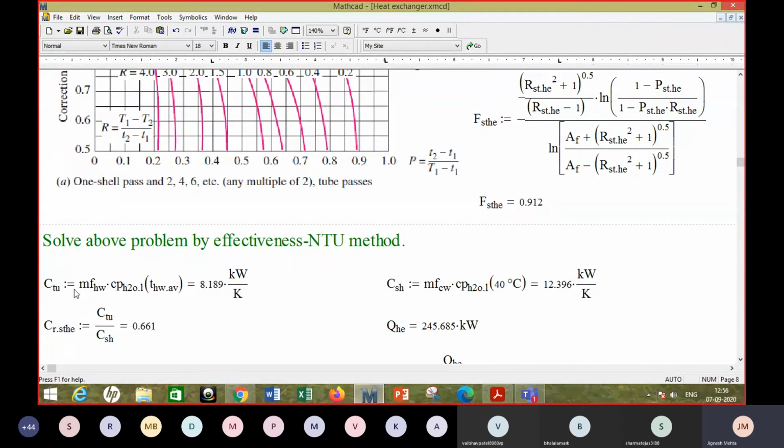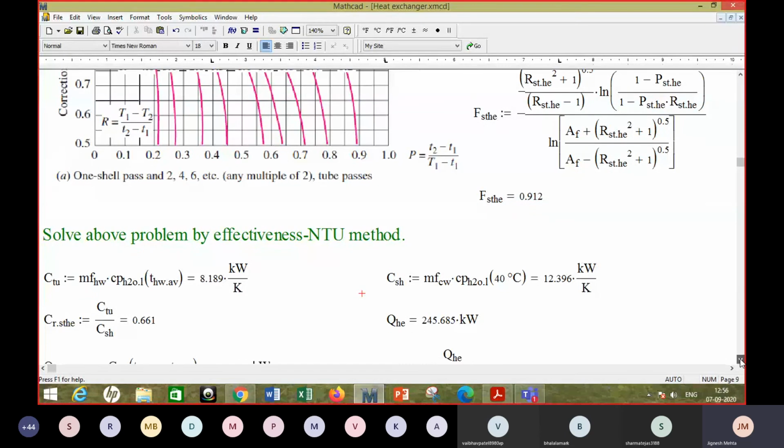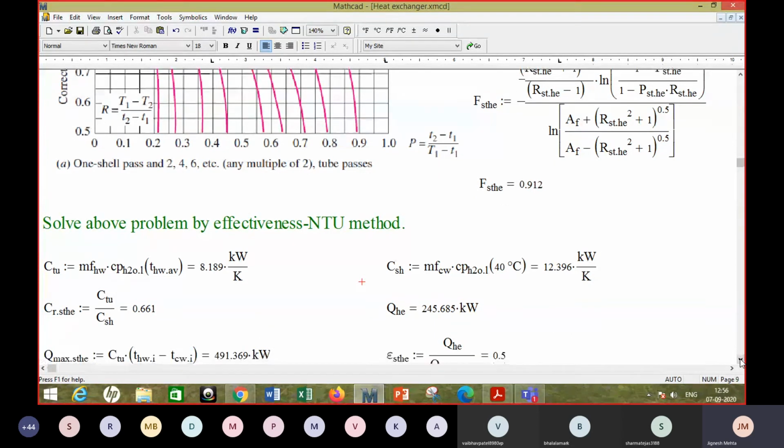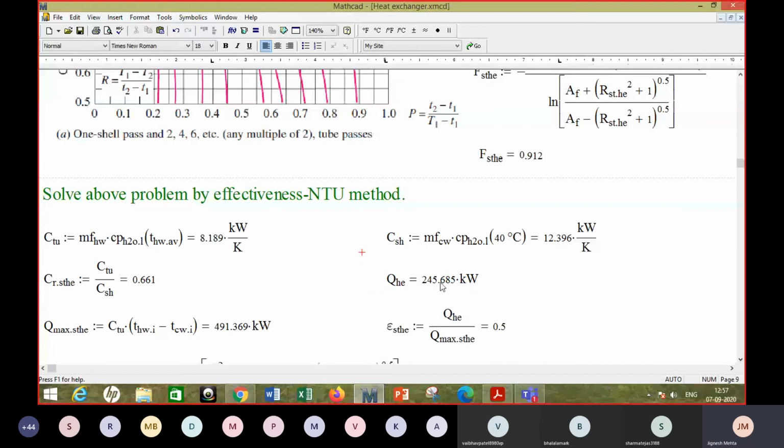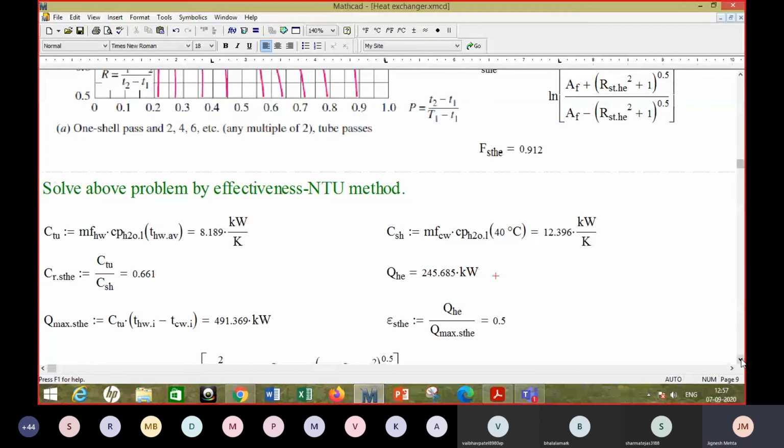And you find that the heat capacity rate on the tube side, the hot water, is 8.189. The heat capacity rate for the shell side fluid, that is cold water, is 12 point something. So obviously the cold water is higher, and you find the ratio, which comes out to be 0.661, that's CR. And Q of the heat exchanger, the actual one, is already given to you. You can get it with m Cp delta T. So in this case, you are actually finding the area, something different from the previously done example.